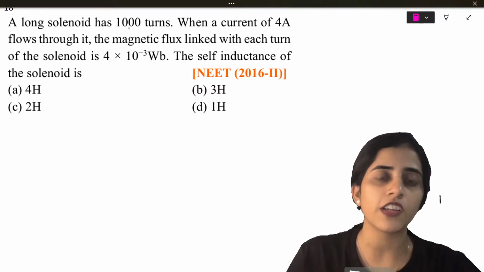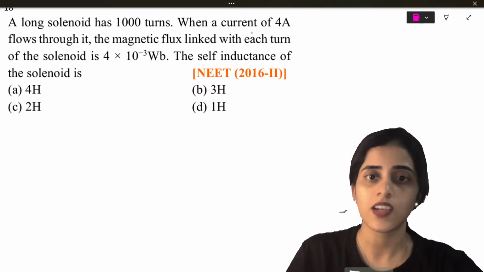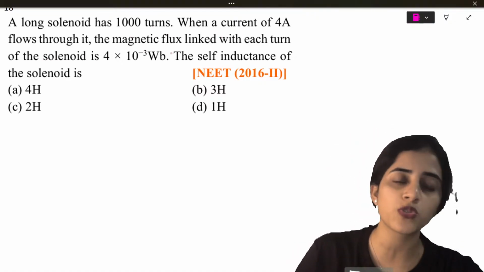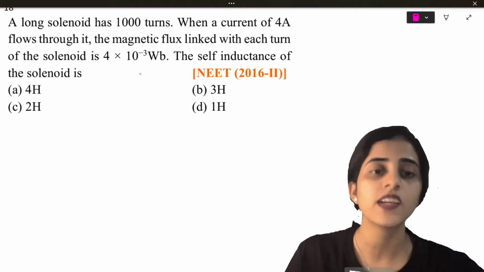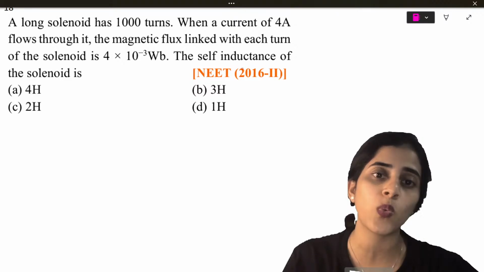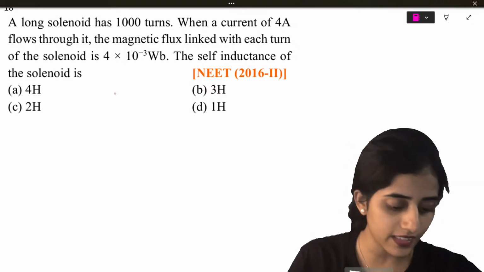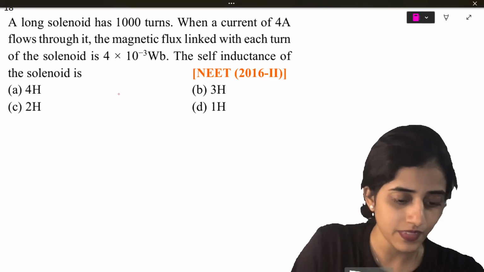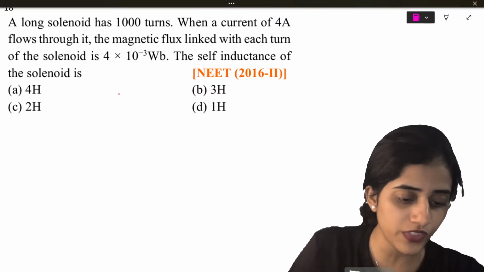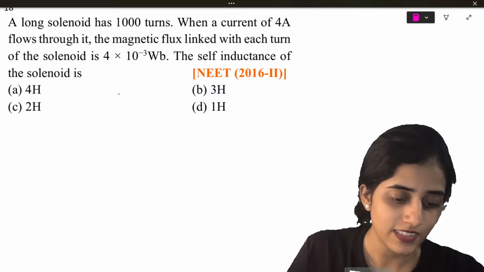A long solenoid has 1000 turns. When a current of 4 amps flows through it, the magnetic flux linked with each turn of the solenoid is 4 into 10 raised to minus 3 Weber meter. The self-inductance of the solenoid is.